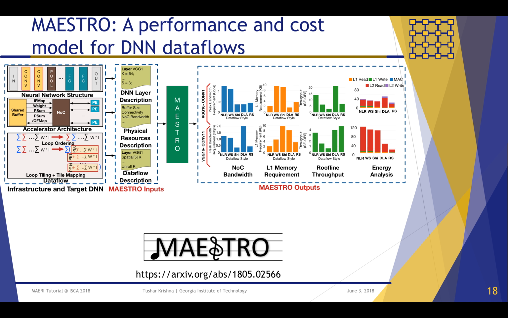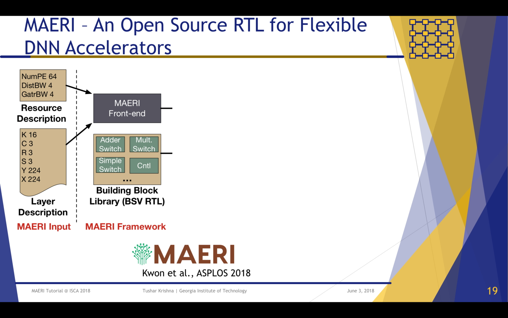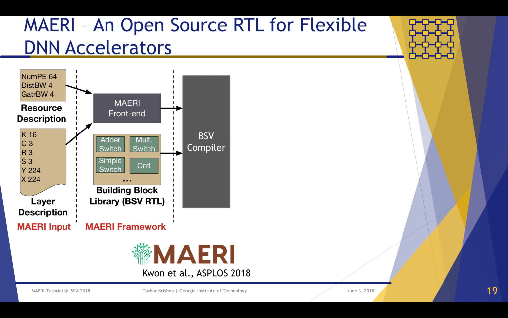And the second tool, MAERI, works in this manner. This is more an open source RTL for flexible DNN accelerators. So again, you give the description of the layer you want to run on the accelerator platform, and you give it a description of the resources that you have in terms of the bandwidths and the number of PEs. There is a front end with a library of RTL building blocks that we provide. This is written in BlueSpec, so there's a BlueSpec compiler that generates RTL and gives you synthesizable Verilog that you can put on an FPGA or run through an ASIC flow.